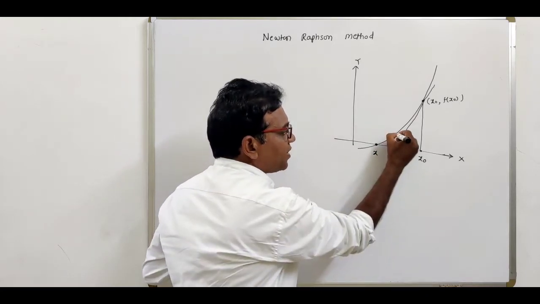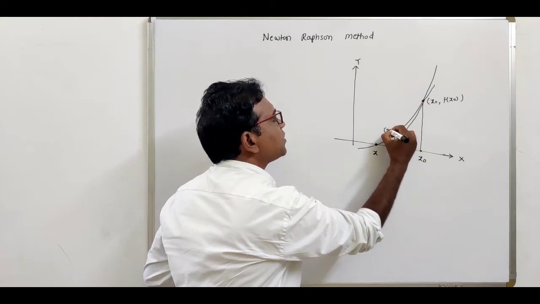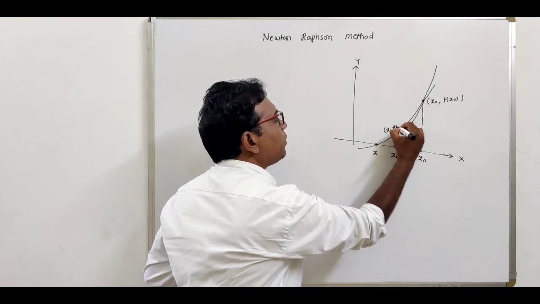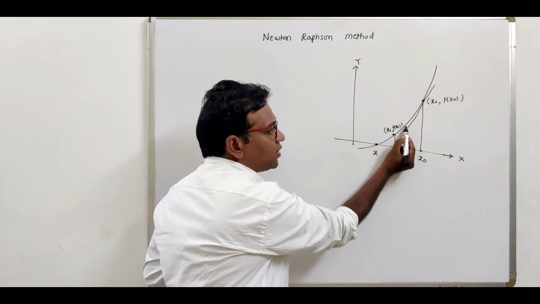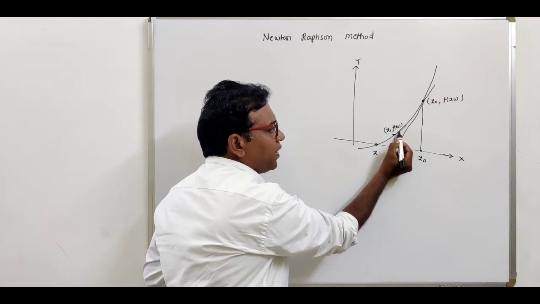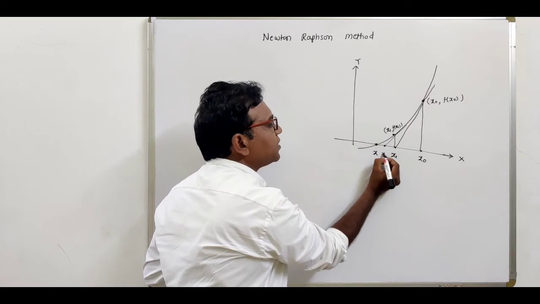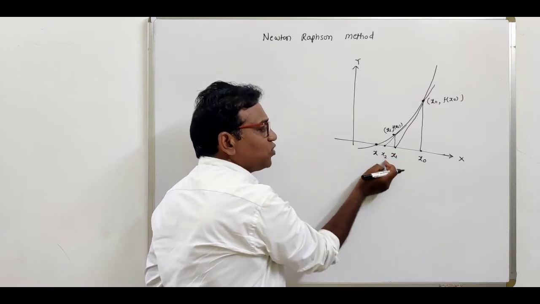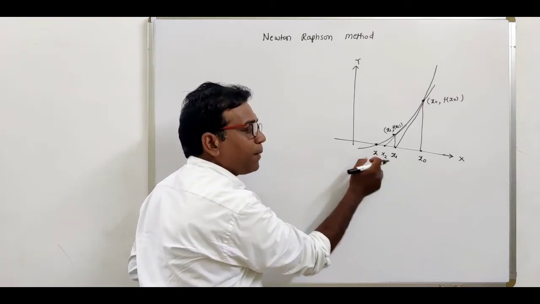Now again draw this line. What are the coordinates of this point? This is suppose x1 comma f of x1. Again draw the tangent at this point. Then this tangent meets x-axis at this point. Suppose this is x2. x2 is again a root, but it is some better approximate root.